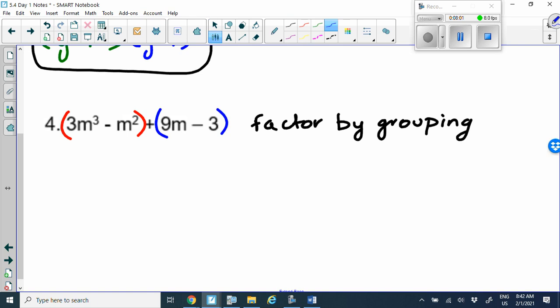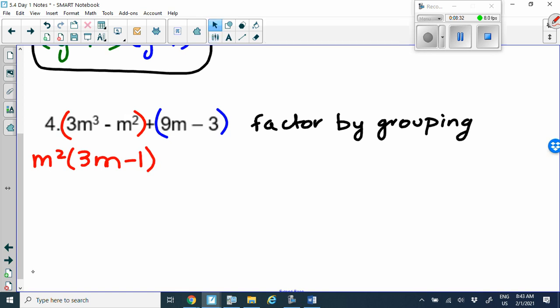Okay, so now let's look at what is the greatest common factor between the first 2 terms. Well, the only thing is m squared. So to rewrite this, we're left with 3m. Now be careful, a lot of you probably put just 3m, right? Because we took an m squared out. But if we do m squared times 3m, will that give me my 3m cubed minus m squared? No. So you need to have a minus 1. Because remember, anything you multiply by 1 gives itself back. Okay, so be careful on that.